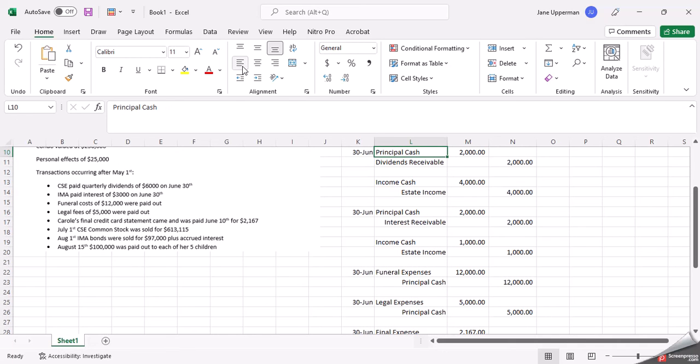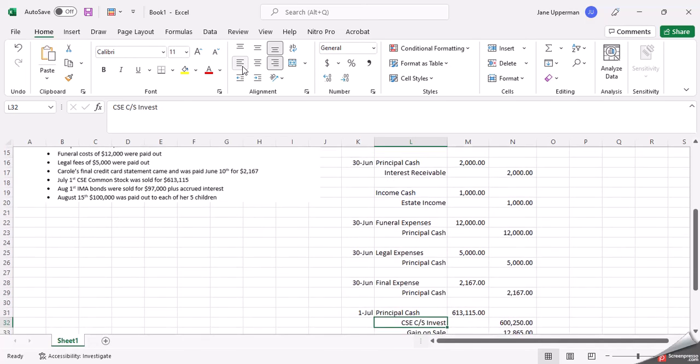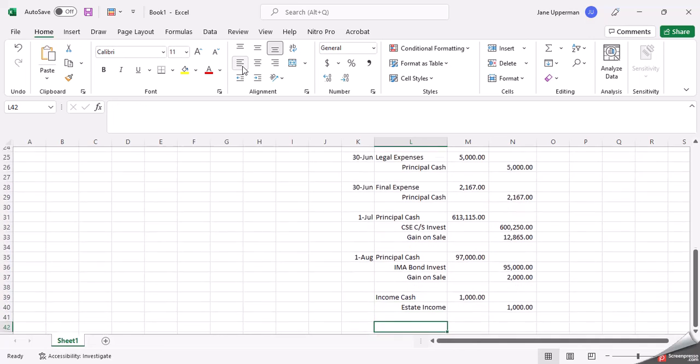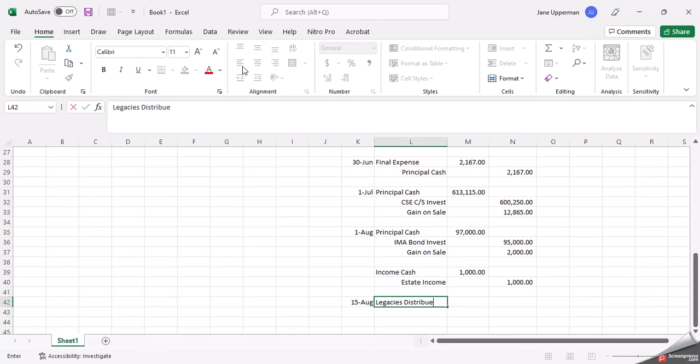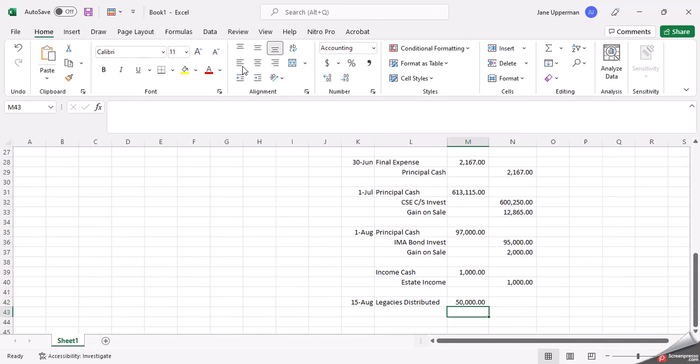Okay, then finally, we distribute some of the legacies. So on August 15th, 500,000 is going to come out. So then we debit legacies distributed for the 500,000. And then we credit principal cash.